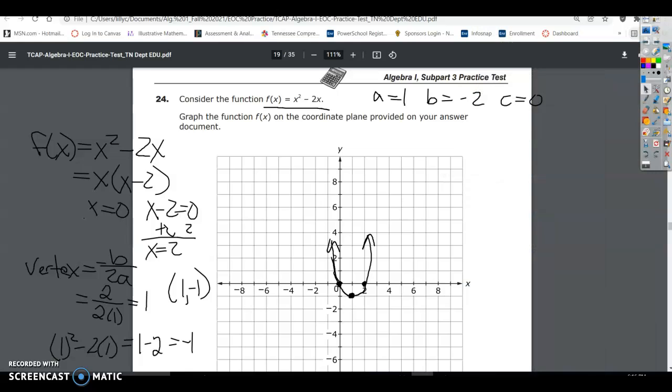So there's two ways in order to graph this function. Find the zeros and the vertex, sketch your graph. Also, you can use your calculator to find a table of values and use that table of values as ordered pairs in order to graph your function. All right, that's all for 24.